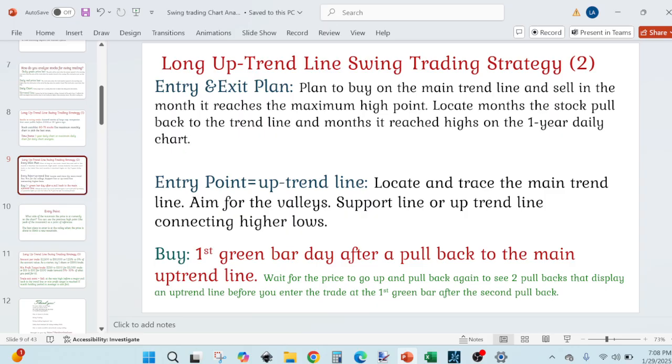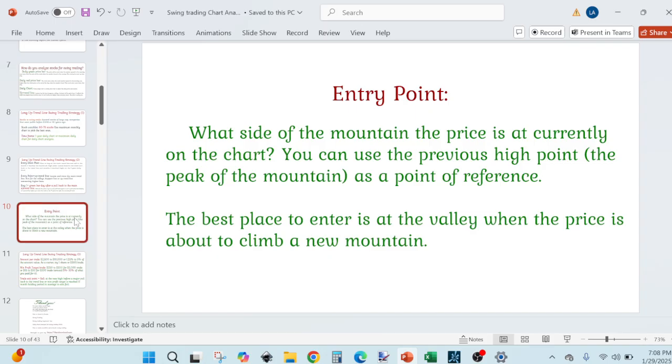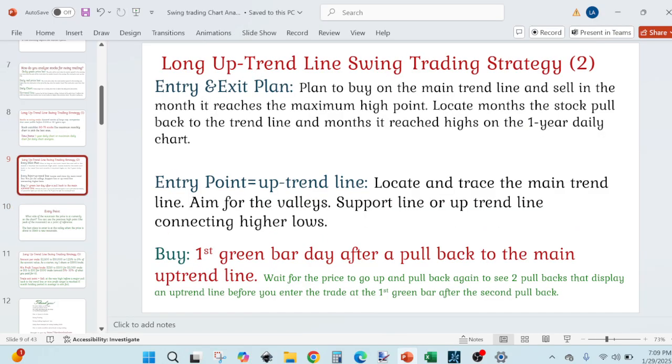and choose the one that you like to buy at, and you just wait for the price to do its own thing. And when you come back to those trend lines and start going up from there after a few higher lows, to ensure that the price is done going down, you can buy at the first or second green bar that follows a pullback.